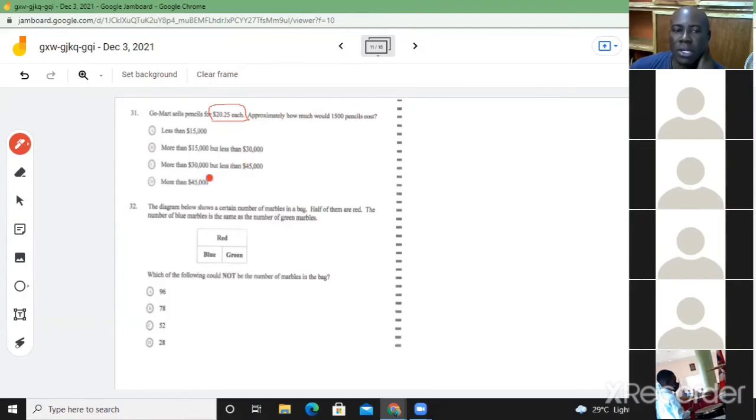They are past papers, so it's possible that you might have worked out some of them at school. All right. So it says approximately how much would 1,500 pencils cost? So you're going to multiply. Everybody, go ahead and multiply this. Depending on how you want to set it up, it doesn't matter to me. If you want to set it up like this, that's fine. But you will need to do your multiplication. Multiply all of these.